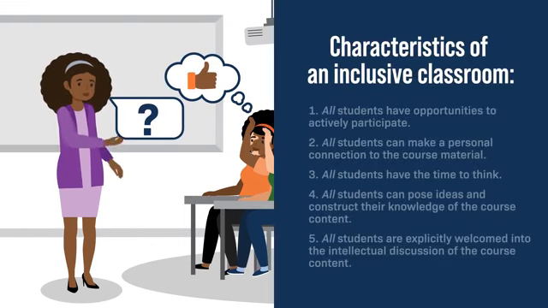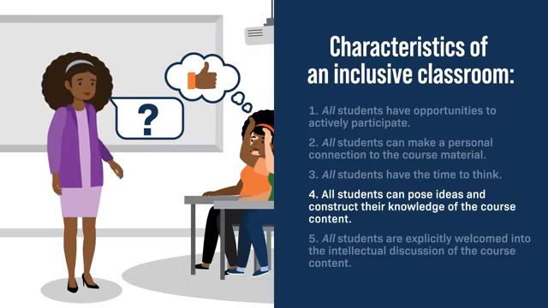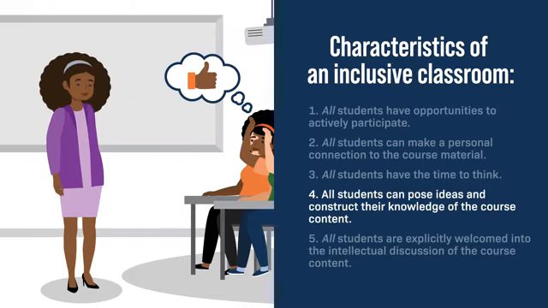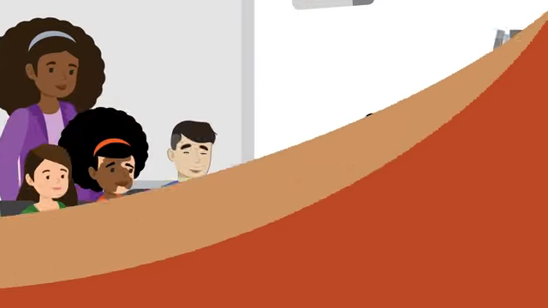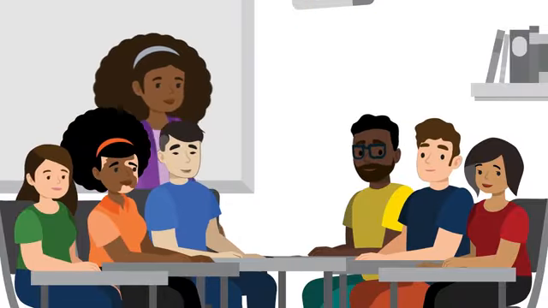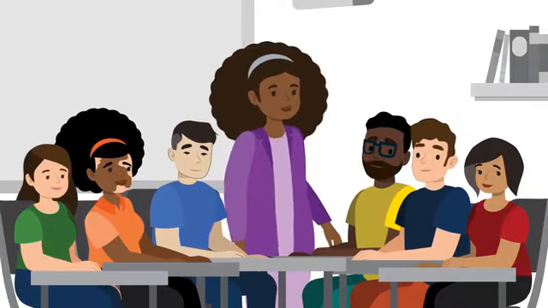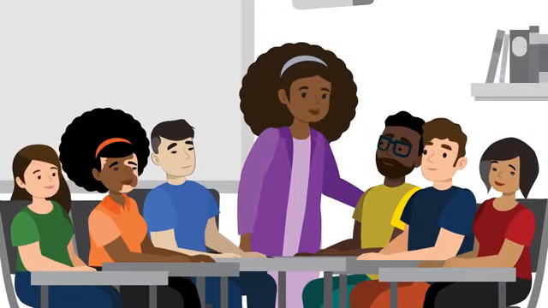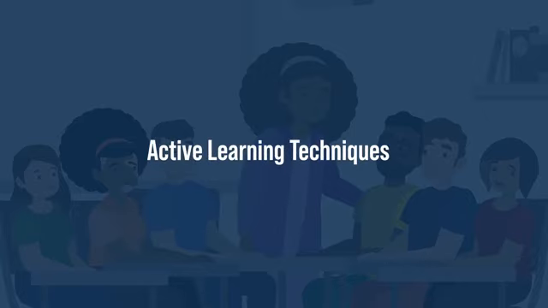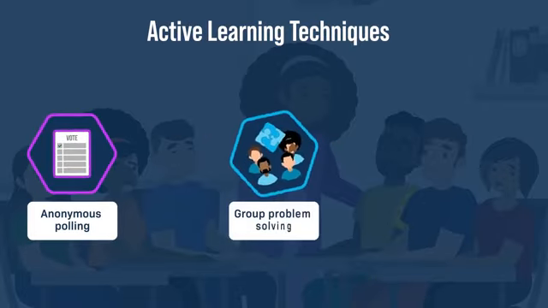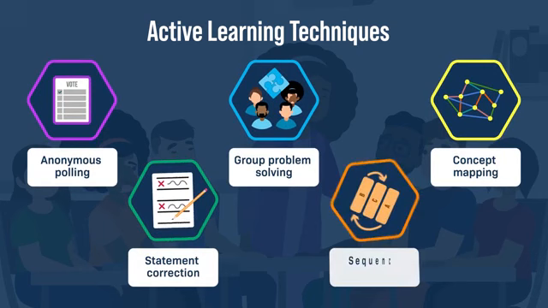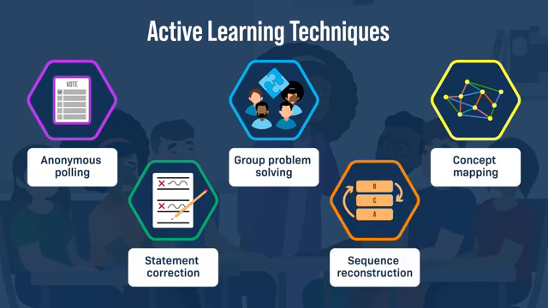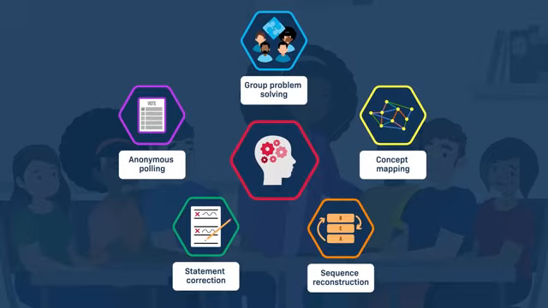Active learning also helps to provide all students with the opportunity to construct their knowledge of the course content, which is another characteristic of an inclusive classroom. When using active learning, teachers take on the role of facilitators, presenting the students with challenging problems and coaching them to apply the skills and concepts taught in the class to solve them. To achieve this, you can use active learning techniques like anonymous polling, group problem solving, concept mapping, statement corrections, and sequence reconstructions. These techniques enable each student to apply what they've learned to solve a problem and to construct their understanding of the material as they do so.